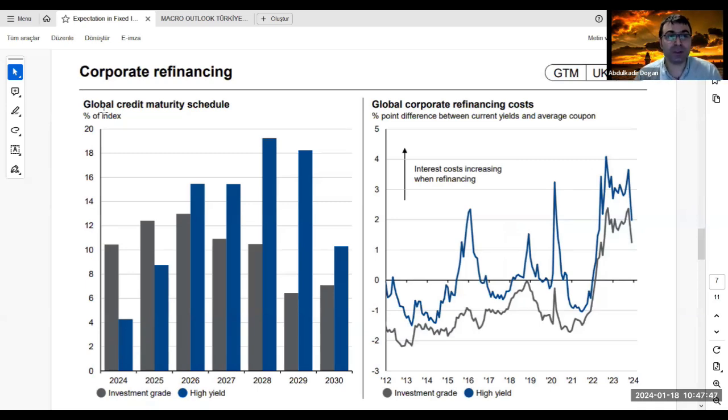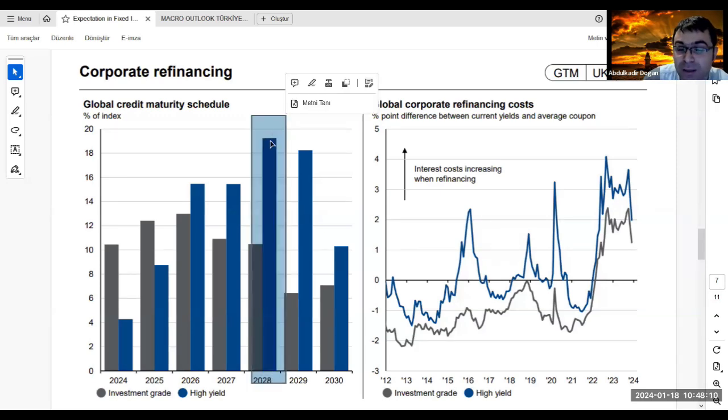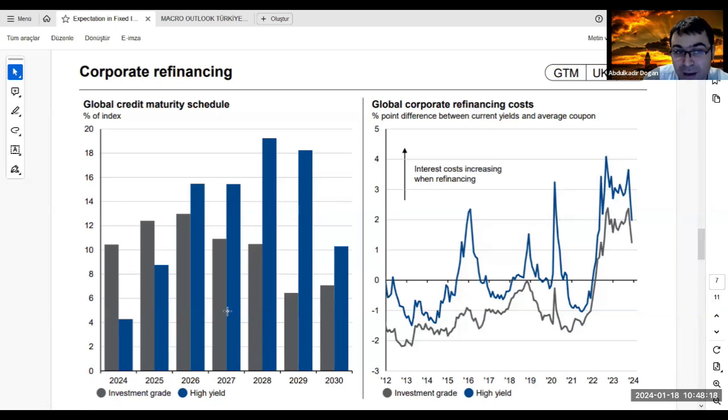And here we have corporate refinancing, the global credit maturity schedule. On the left-hand side, investment grade and high yield bonds. Normally, investment grade has lower return. High yield bonds have higher return because they are higher risk. And from here to here, high yield bonds peaked at approximately 19% in 2028 and almost greater than 15% during the 6 years. But the investment grade bonds are around 10% during the 6 years, with lower volatility.